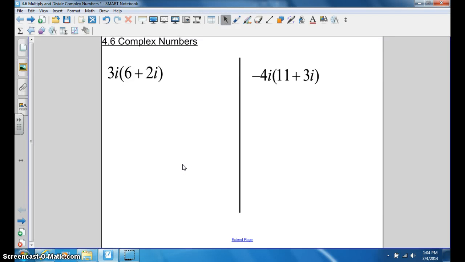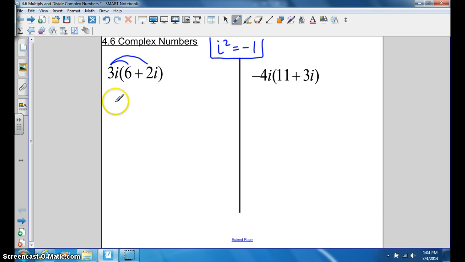So today we are going to talk about complex numbers and multiplying and dividing complex numbers. For all these examples, we need to remember that i squared equals -1. So we always need to remember that i squared equals -1. For these first two examples, all we need to do is take this 3i out in front and distribute it through to each term in the parentheses.